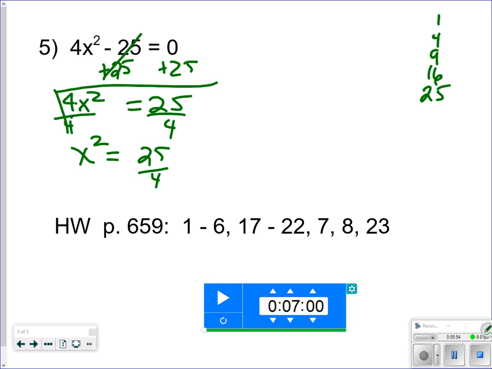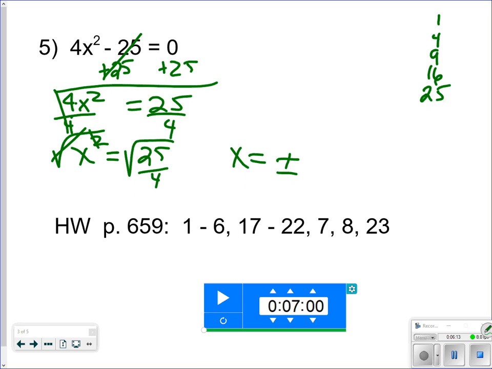I'm not even going to go any farther than that. Both of these two numbers are on your list, so they are both perfect squares. Square root both sides, cancel, cancel, x equals plus minus right away. Now, inside the square root sign is a fraction. That means your answer is going to be a fraction.